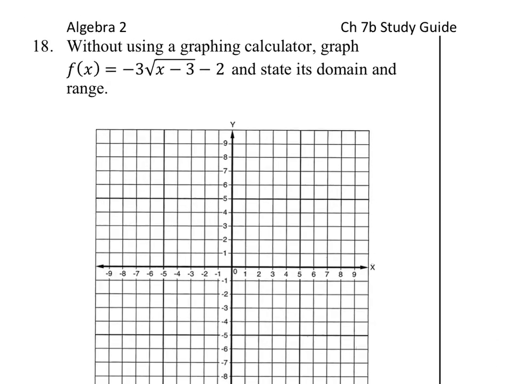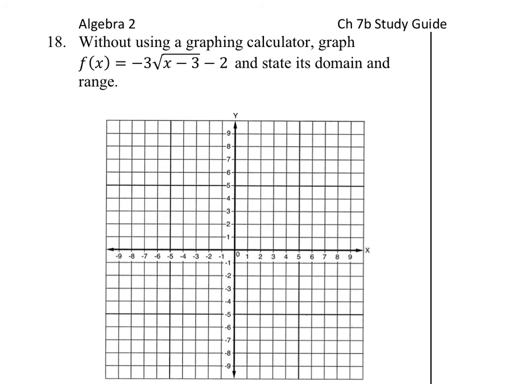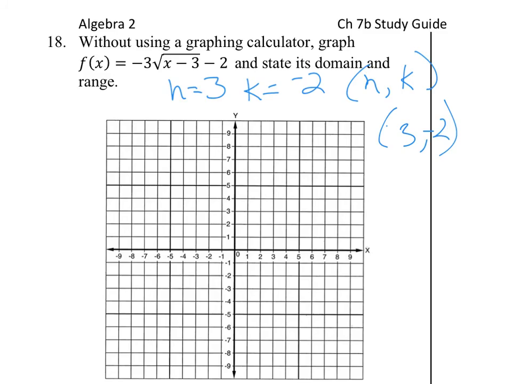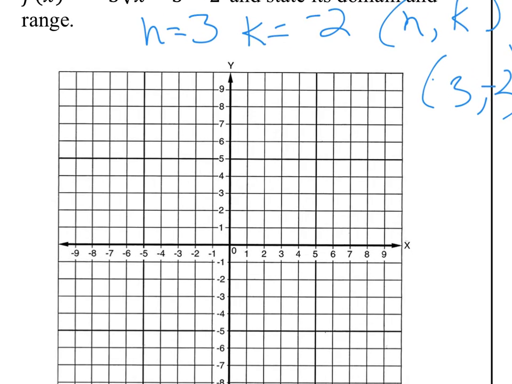Okay, without using a graphing calculator. Graph f of x equals negative 3 times the square root of x minus 3, minus 2. All right, so we know that h is 3 and k is negative 2. We know that the beginning point, the vertex, is (h, k). So my vertex is going to be 3, negative 2. Okay, so positive 3, negative 2. I know I'm starting right here.